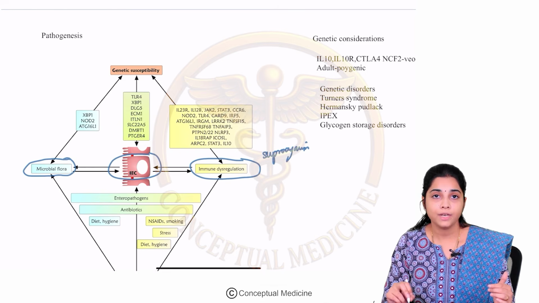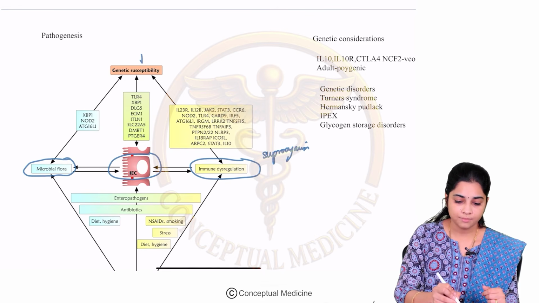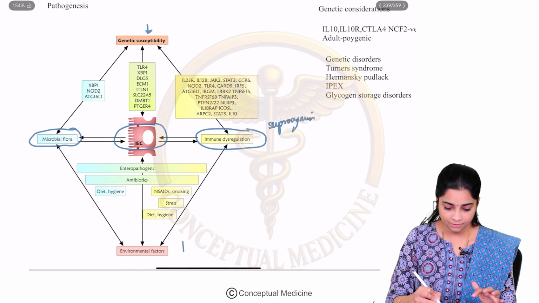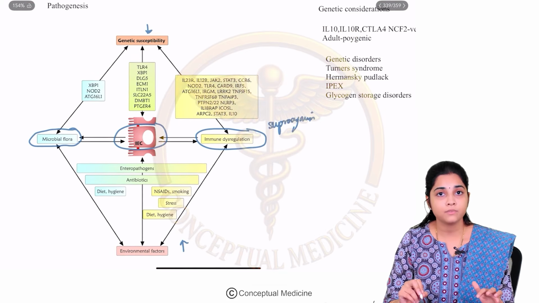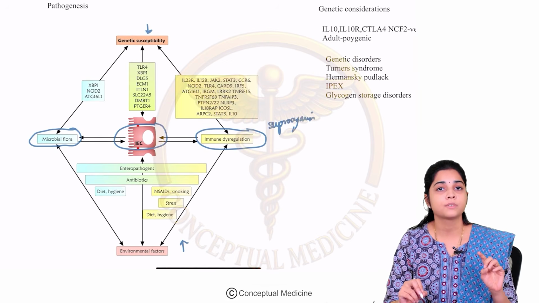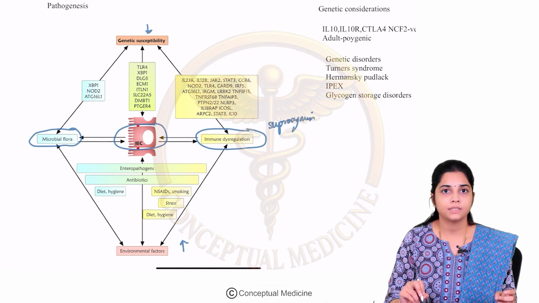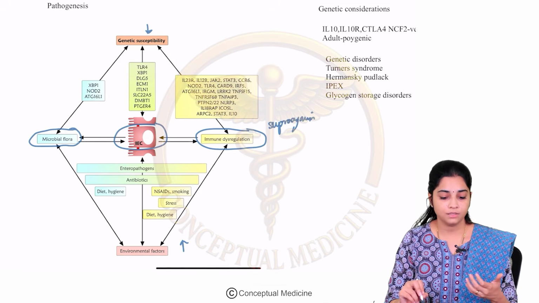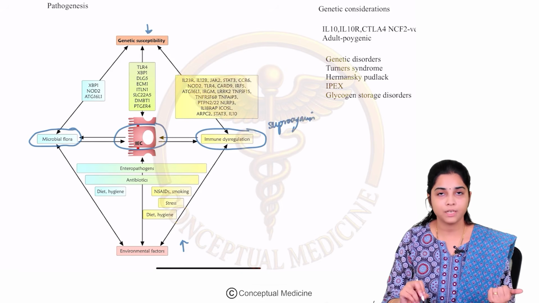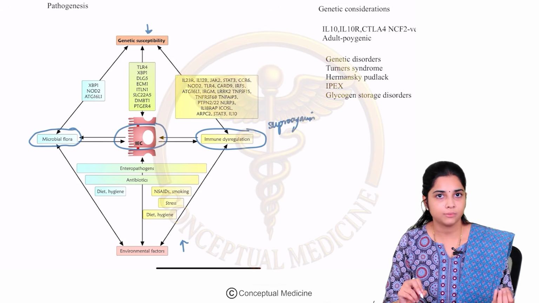So, very importantly, what you have to understand is that genetic susceptibility and environmental factors are the ones which play the most important role. So, in genetically predisposed individuals, if they have certain environmental triggers, then if there is a disruption in the interaction between your intestinal epithelial cells, microbial flora and your immune system, then you can have an inflammatory bowel disease.